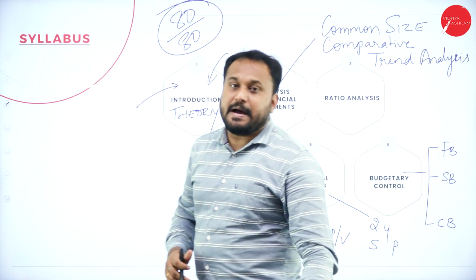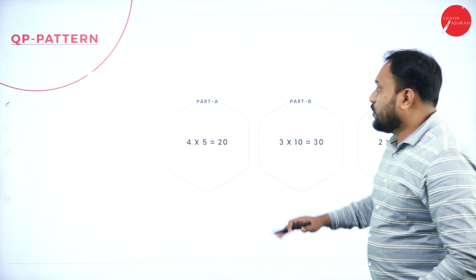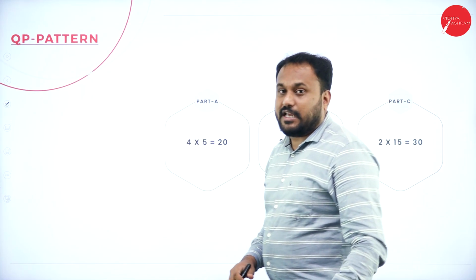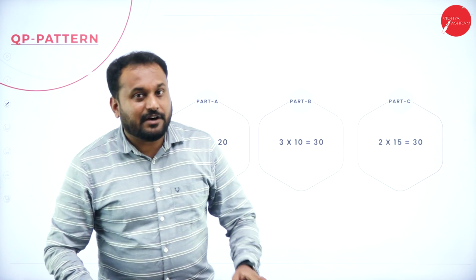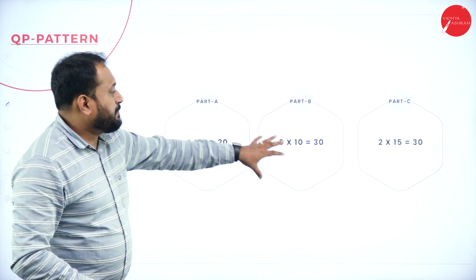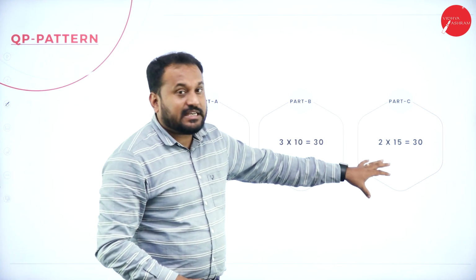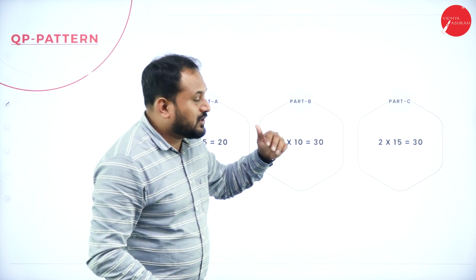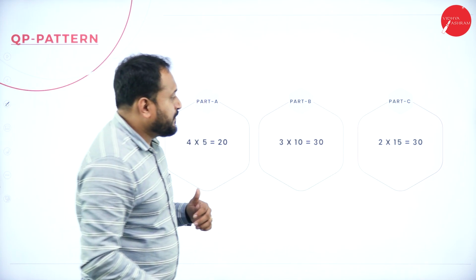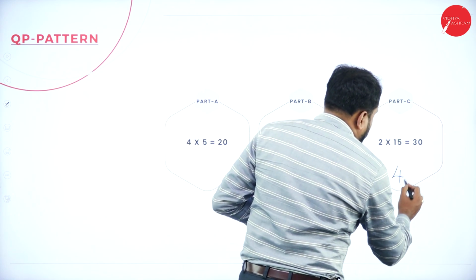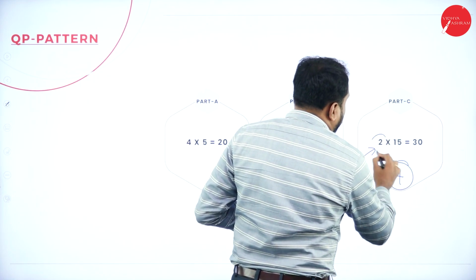So let's go with the pattern of the question paper. In Part A you will be getting 5 marks questions. Part B is 10 marks questions, and Part C is 15 marks questions. If we go in reverse order, please understand here: you will be getting 4 questions, and you need to write only 2.